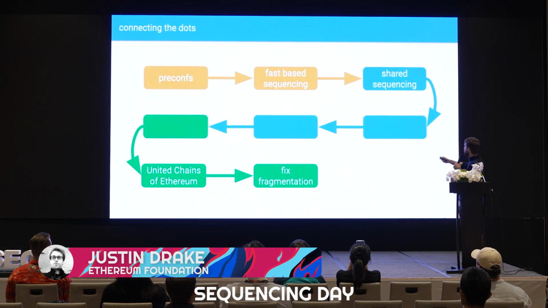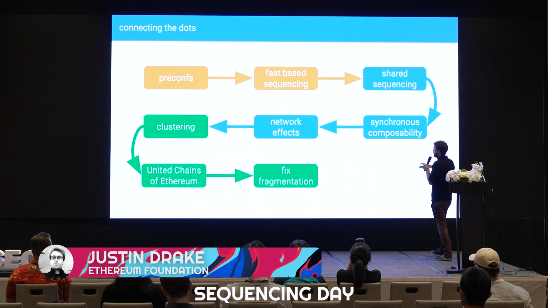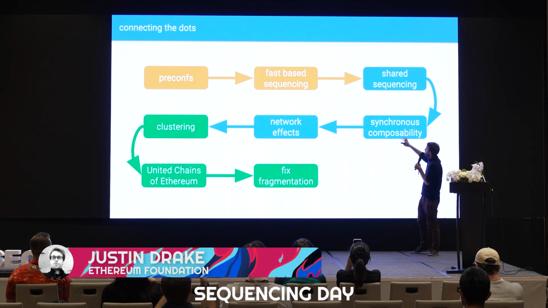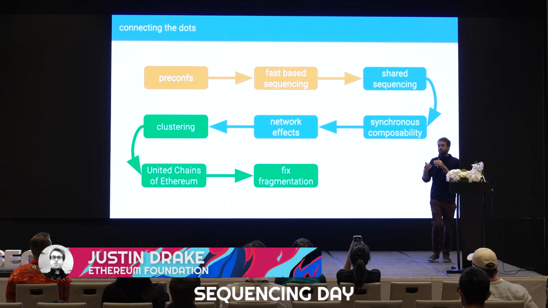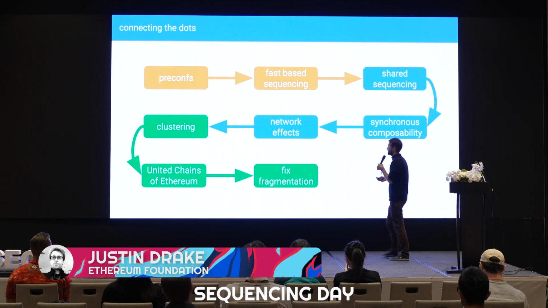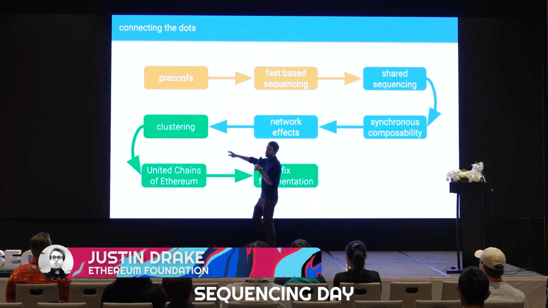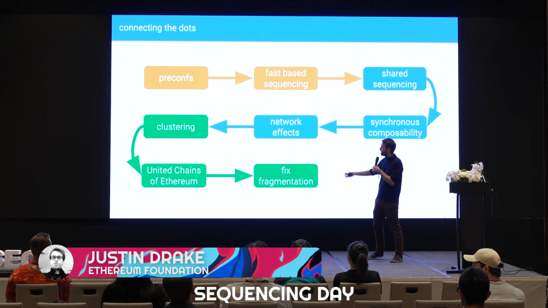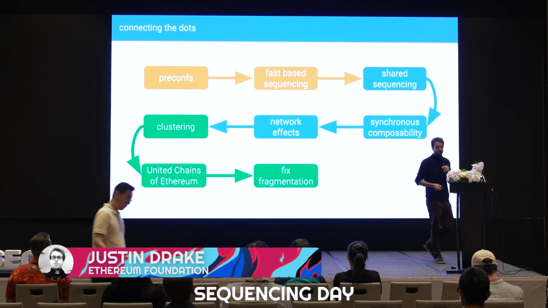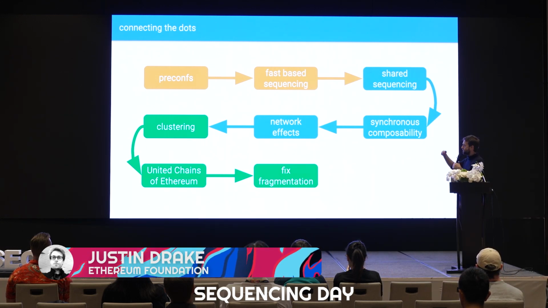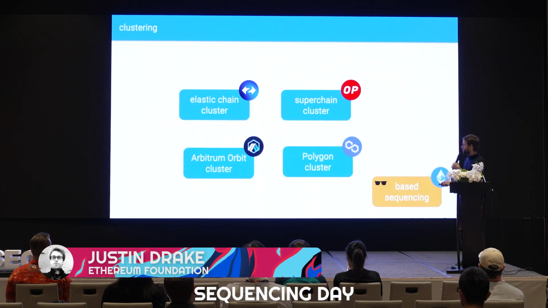And then once you have these shared sequencers, you unlock network effects that are born from synchronous composability. So this is the big thesis, that when you have shared sequencing, you unlock these really powerful network effects. And then these network effects, as network effects do, lead to clustering, right? There is a benefit to joining the network, and so more and more entities join the network. And then you enter this meme of the united chains of Ethereum, and you fix fragmentation. So it's a long journey, it's a kind of a long shot, but we're moving very, very fast and in the right direction, in my opinion.